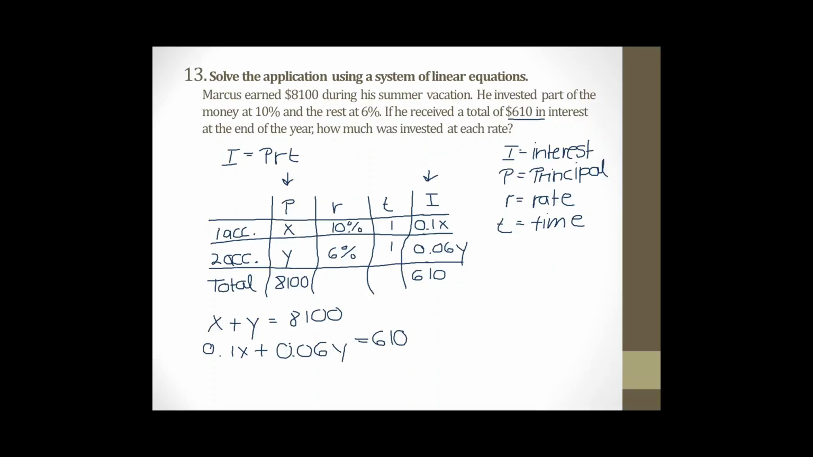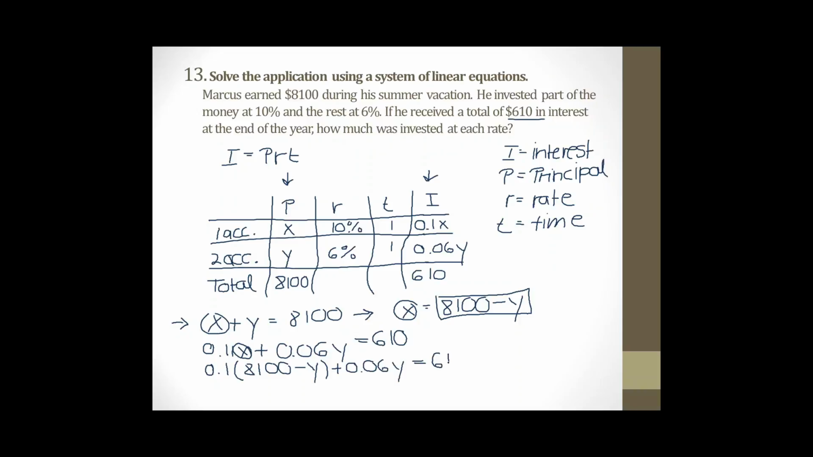Now I need to decide on either choosing the elimination method or the substitution method. I prefer the substitution method, so I'm going to solve this first equation for x. So moving y over to the other side, I would get x is equal to 8,100 minus y. And now I take this equation and I'm going to substitute it into the second equation for x. So 0.1 times 8,100 minus y, and then plus 0.06y is equal to 610.